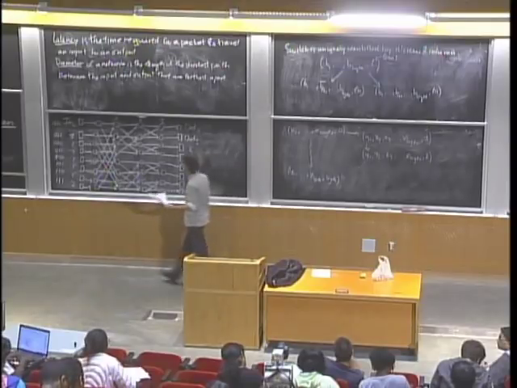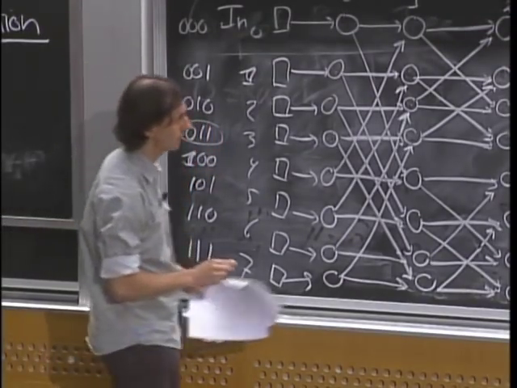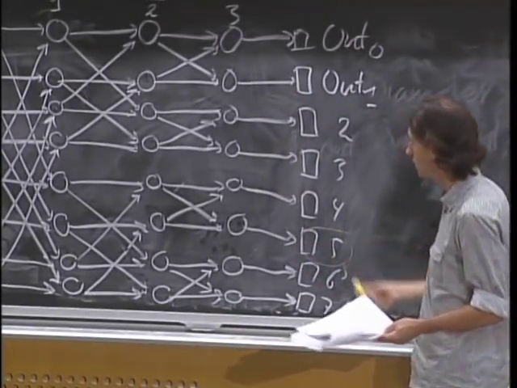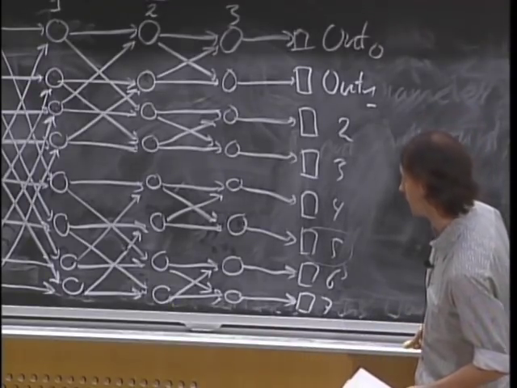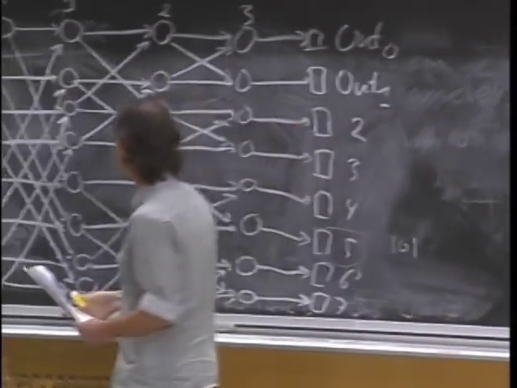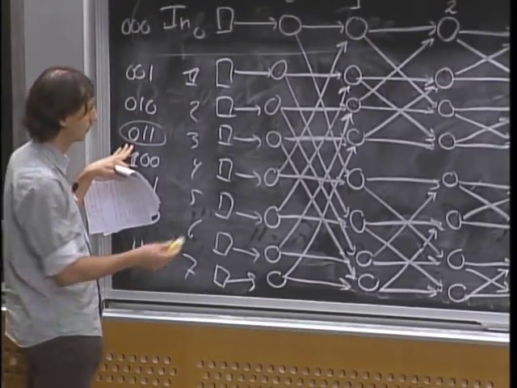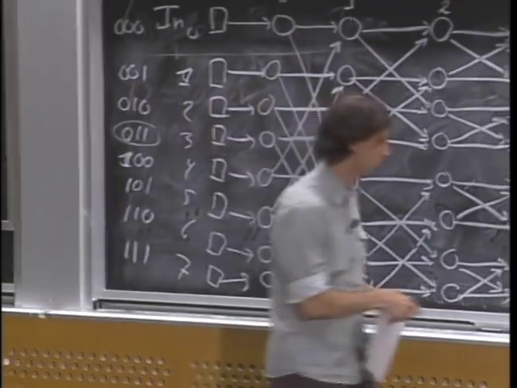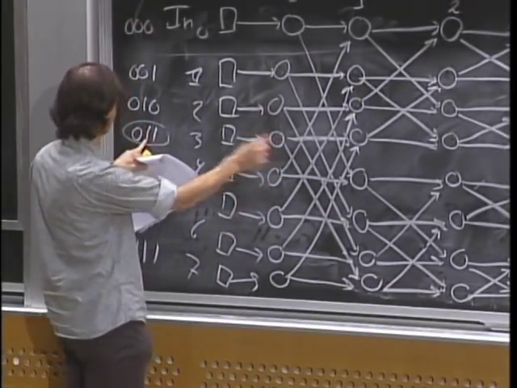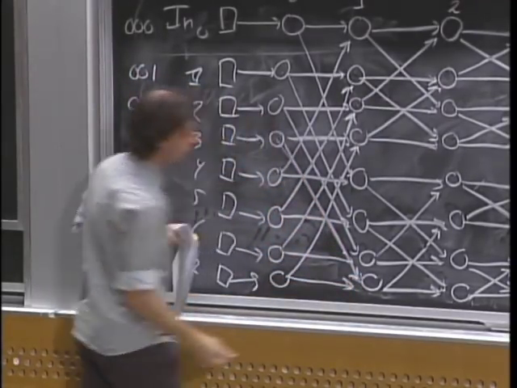So let's have an example. Suppose I want to connect this one to, for example, let's say this particular output. What's the binary for this one? This is actually 101. So if the first bit is different, I need to cross, and otherwise I need to pass straight on. So over here, I'm in 011. I need to go to 101. So I need to change the 0 into a 1. So I need to go down. I need to cross.